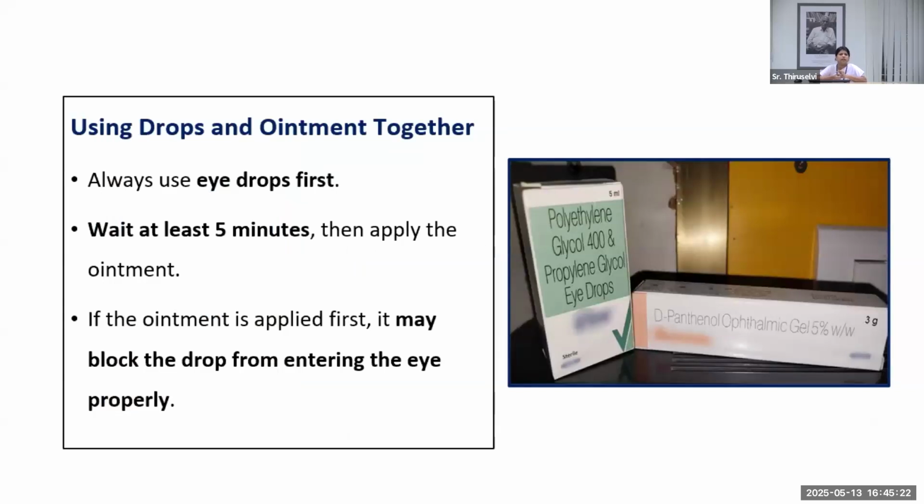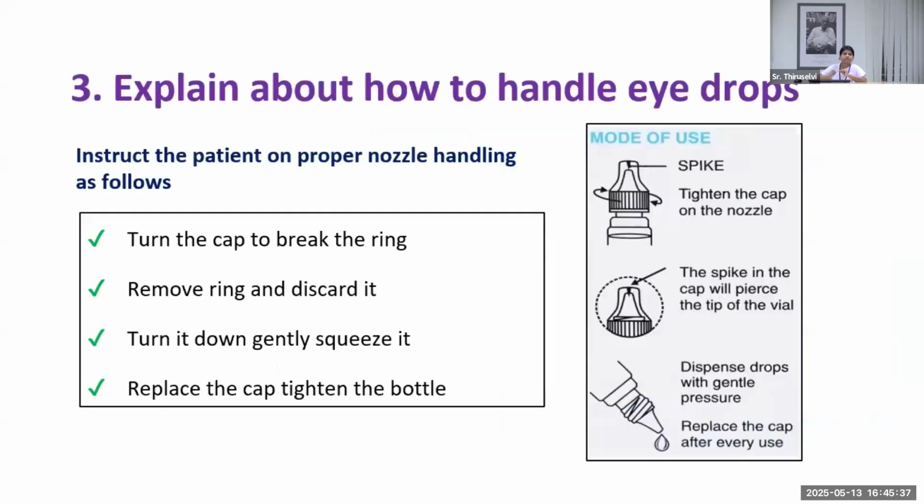Using drops and ointment together. Always use eye drops first. Wait at least 5 minutes and then apply the ointment. If the ointment is applied first, it may block the drops from entering the eye properly.